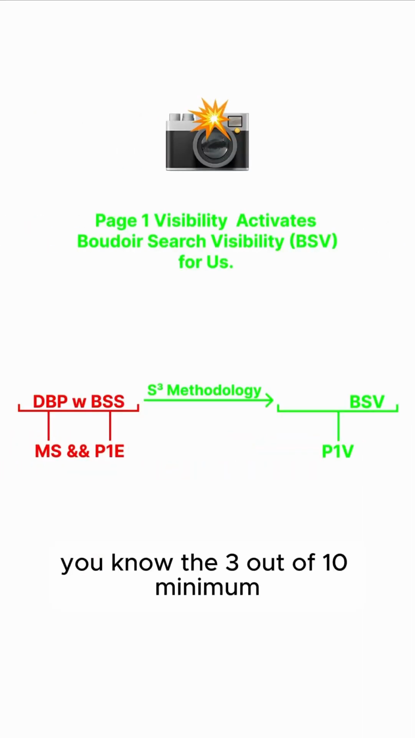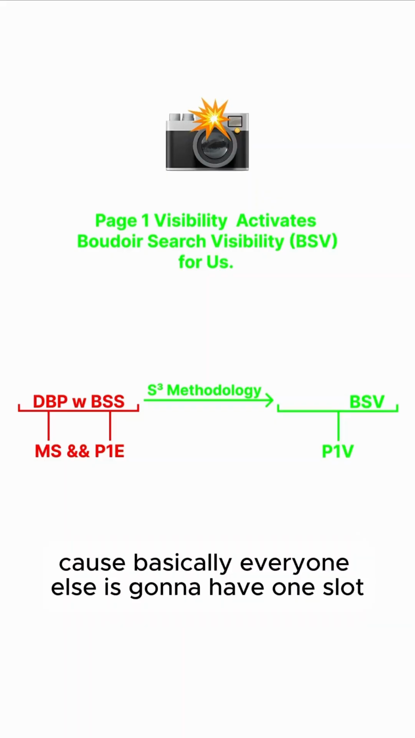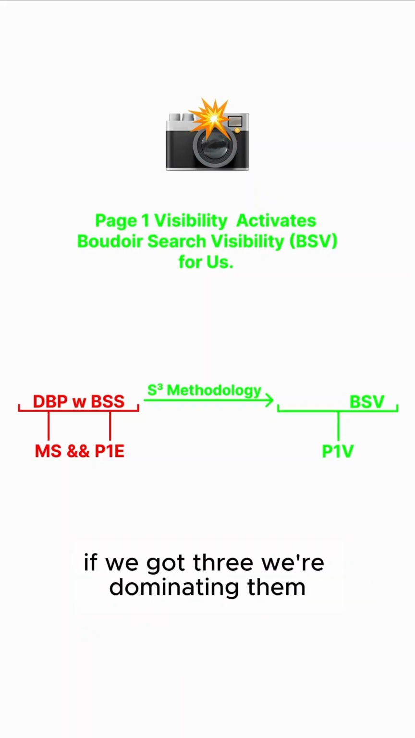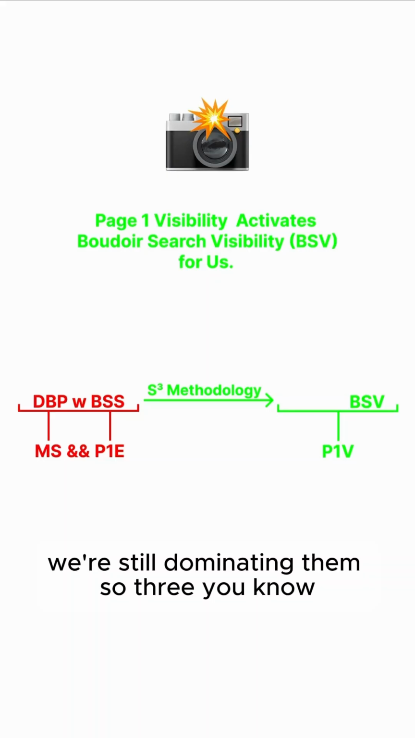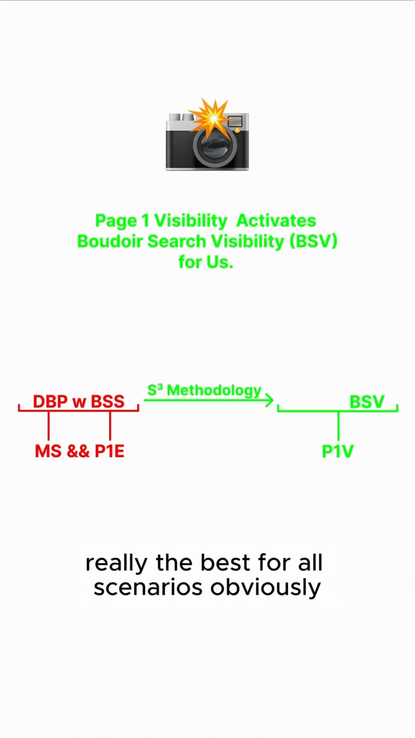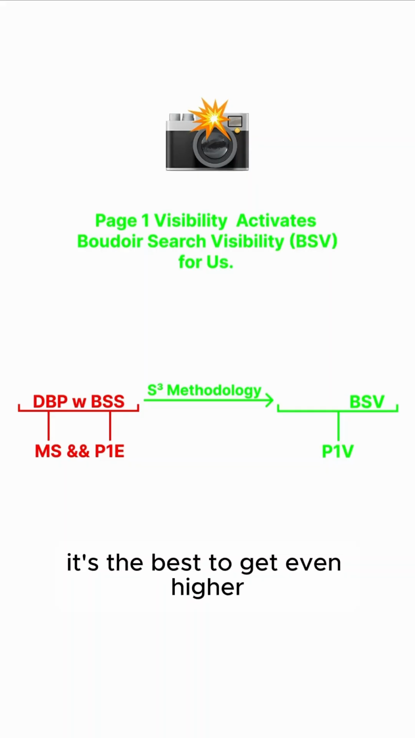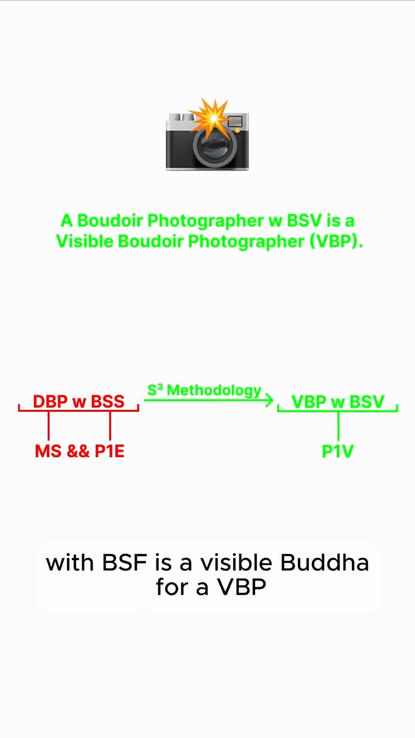You know, the 3 out of 10 minimum, 3 out of 10 page one slots on Google search minimum, because basically everyone else is going to have one slot. If we got 3, we're dominating them. And in the ultra rare chance someone has 2 slots on page one, well, we're going to have 3, we're still dominating them. So 3 out of 10 minimum is really the best for all scenarios. Obviously, it's best to get even higher, but 3 out of 10 is kind of the minimum where we want to get to. And a boudoir photographer with BSV is a visible boudoir photographer, a VBP.